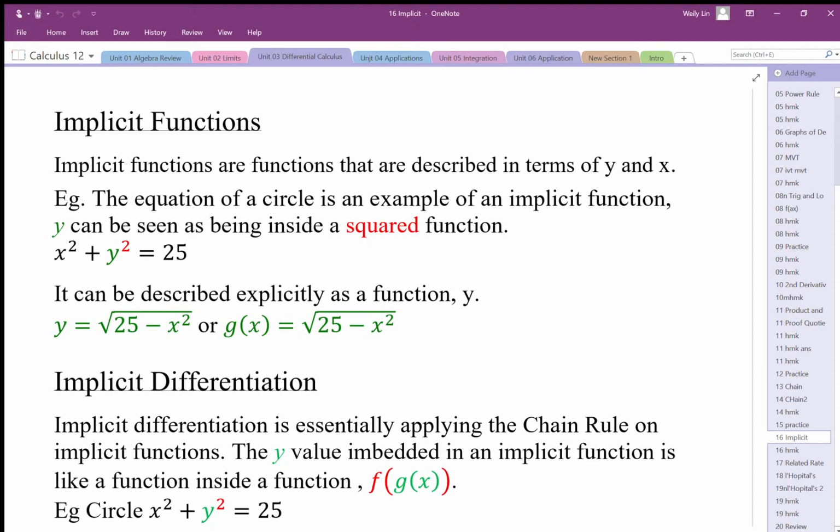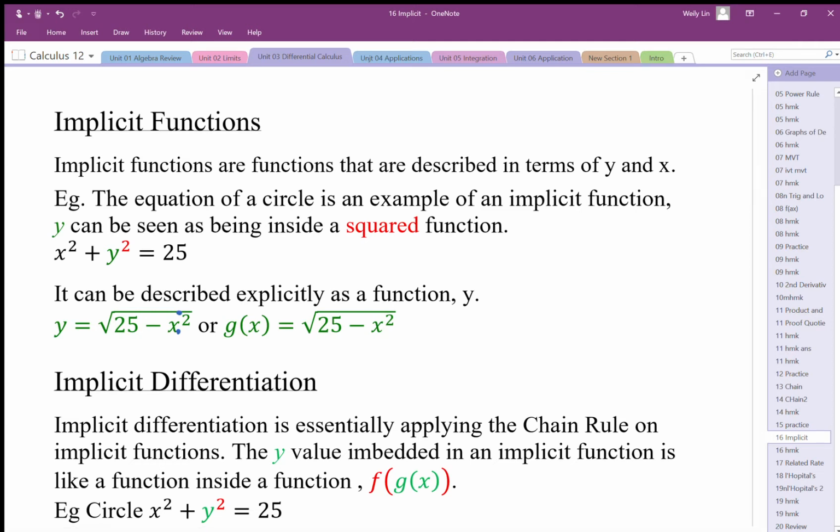So an implicit function is a function that is described in terms of y and x versus an explicit function, which is described with just x. Okay, usually an explicit function. So an example here, our explicit function is y equals square root of 25 minus x squared. And we can write it as a function g of x equals square root of 25 minus x squared. So this is essentially what we normally see in explicit function, y equals form.